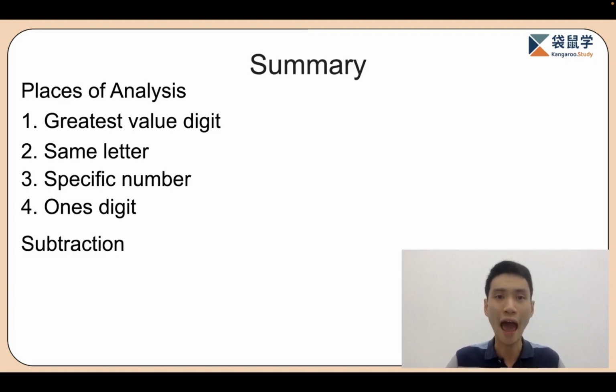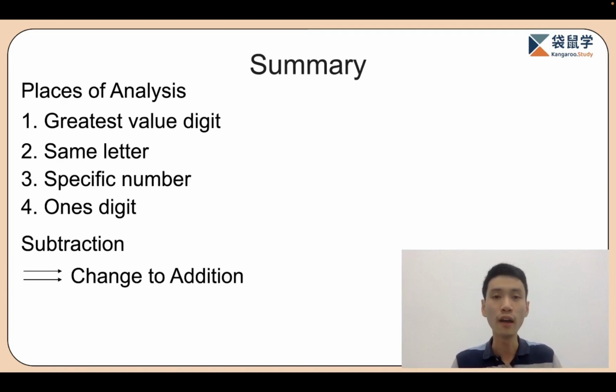Now, today we had a subtraction number puzzle. What did we do to the subtraction number puzzle to possibly make it easier for us? We converted it to addition. So that's what you can do if you find it easier to solve in the addition way. It is up to you. And now you're fully prepared to solve any number puzzle problem.